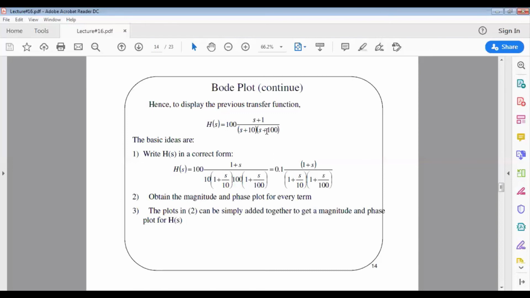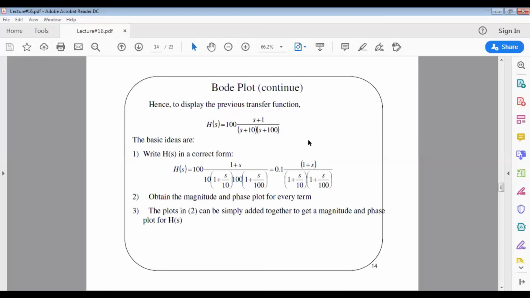The same thing happens for s plus 100. We have to take out 100, and we're going to have 1 plus s over 100. And the constant now becomes a new value, which is 100 divided by 1000. So we're going to have 0.1, and the rest will follow: 1 plus s, over 1 plus s over 10, and 1 plus s over 100. Okay, so this is the first step. You need to write H(s) in the correct form.